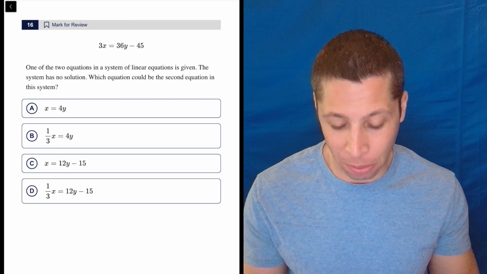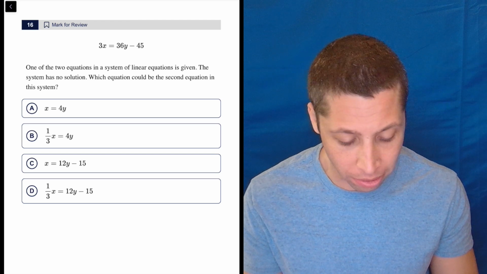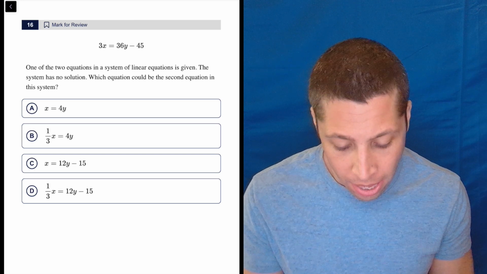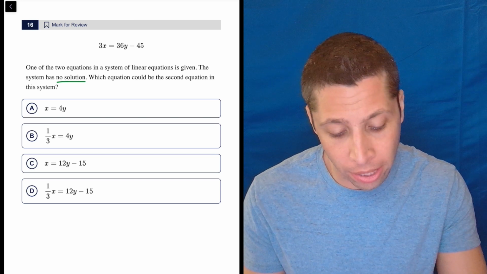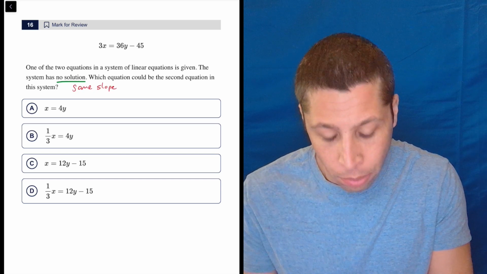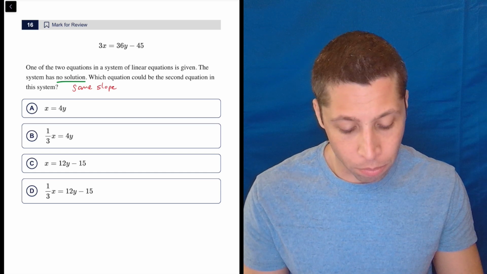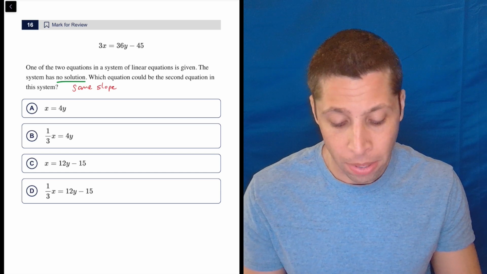So here's the most important thing: you've got to recognize what the question is asking, right? One of the two equations in the system is a linear equation that is given. The system has no solution, meaning these two things are going to have the same slope, right? Because they're lines, we don't have to worry about the discriminant or anything like that. Same slope, they're parallel. What could be the second equation in the system?